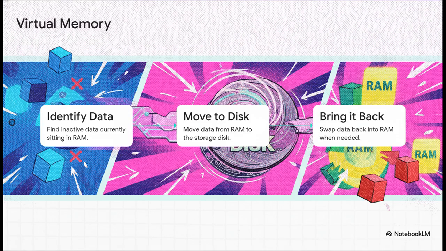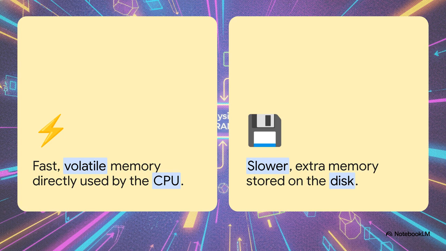First, it looks around and identifies data currently sitting in RAM that isn't actively being used at this exact millisecond. Second, it moves that inactive data out of the RAM and onto the storage disk. Finally, when you click back over to that old tab or program, the OS swaps that data back into RAM while moving something else out to make room. It is a constant, rapid-fire juggling act. It's kind of like a panicked chef frantically moving pots on and off a hot stove just to keep things from boiling over.